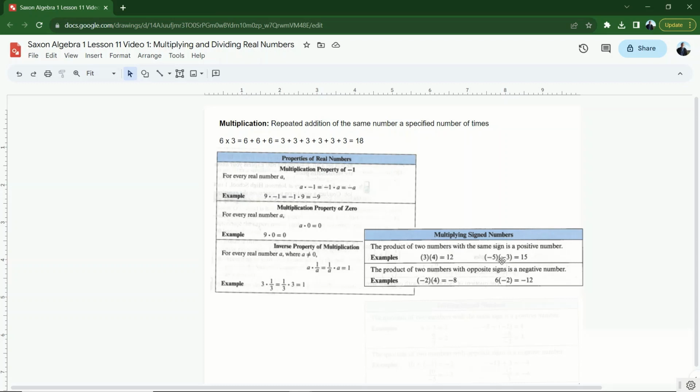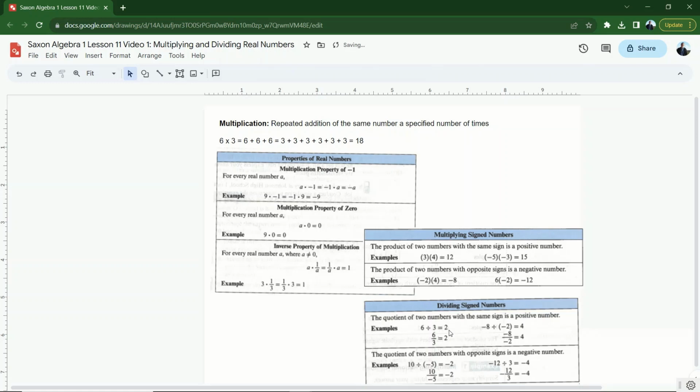-5 times -3 equals positive 15. How did we know that? They have the same sign and we're multiplying them. However, anytime we multiply 2 numbers with opposite signs, doesn't matter the order, they're going to multiply to make the opposite of a positive number, a negative number. So -2 times 4, one's positive, one's negative, -8. 6 times -2, one's positive, one's negative, -12. I just do the multiplication and I put the negative in front.